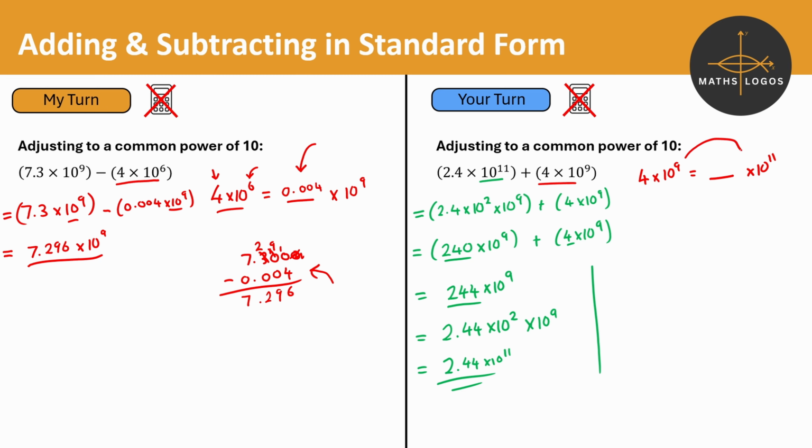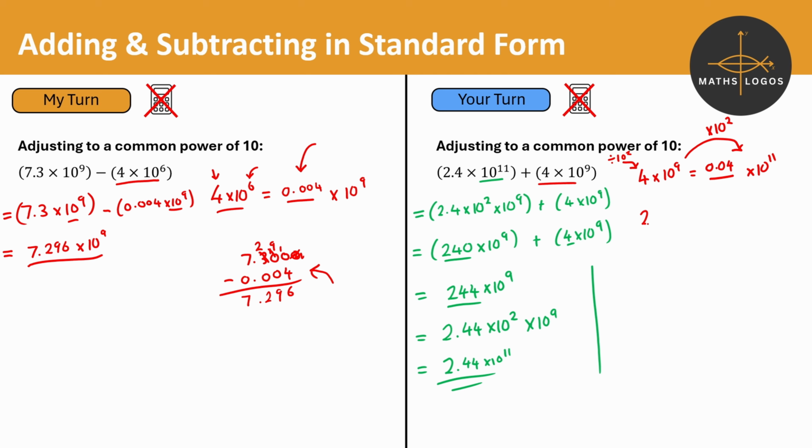I know that to go from 10 to the power of 9 to 10 to the power of 11, I have added 2 tens, so to speak. I've not actually added tens, I've actually multiplied by 100, but hopefully you get what I mean by that. So what that means is I'm going to have to make this 100 times smaller. I'm going to have to divide by 10 squared, if you will. That takes me to 0.04.